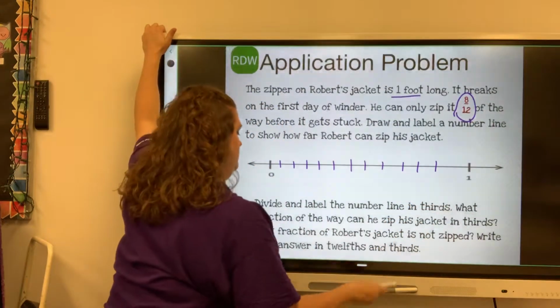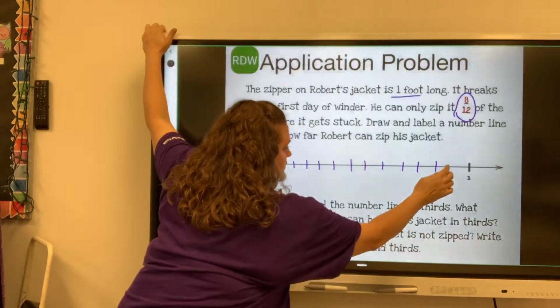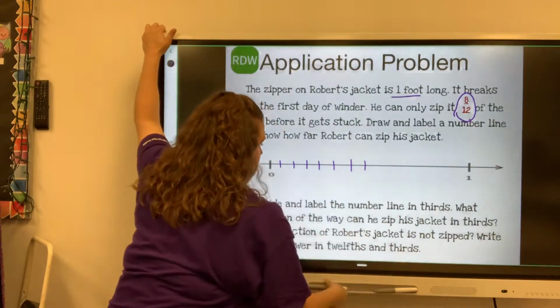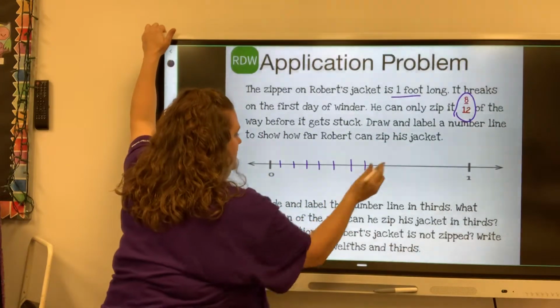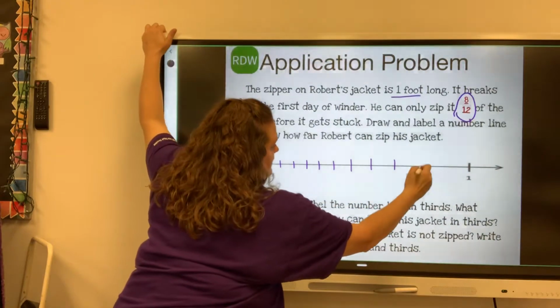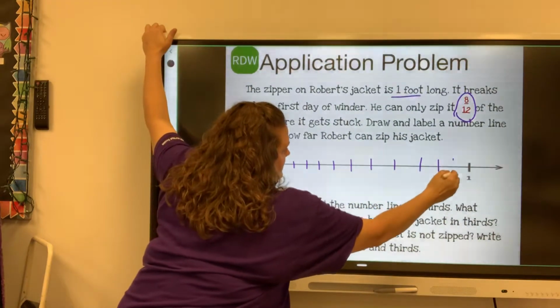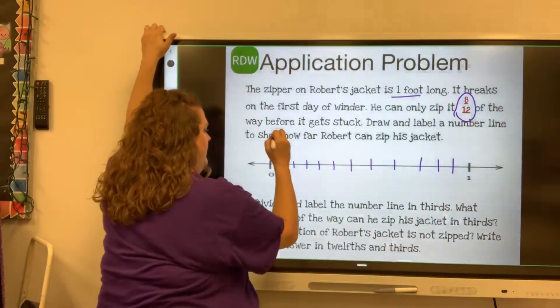I feel like I need to move a couple of these over, see if I can do it. Yeah, we'll erase it a little bit. 1, 2, 3, 4, 5, 6. Let's start at 6. I'm going to do 7, 8, 9, 10, 11, 12. Hopefully we did that pretty good. So let's label it out.